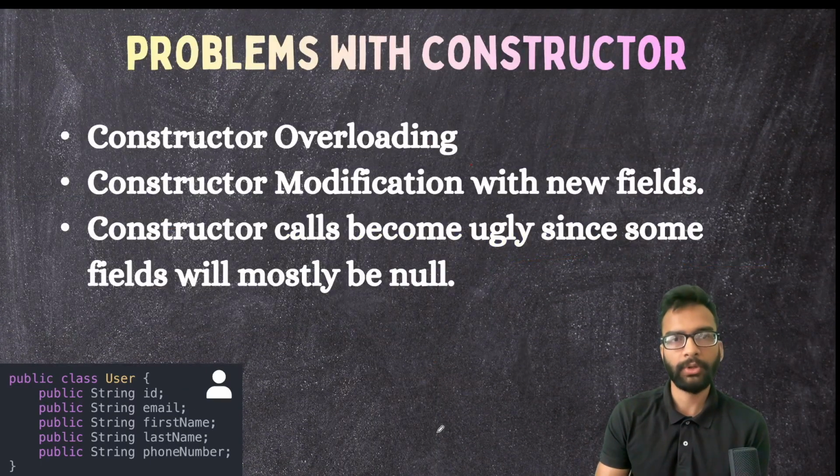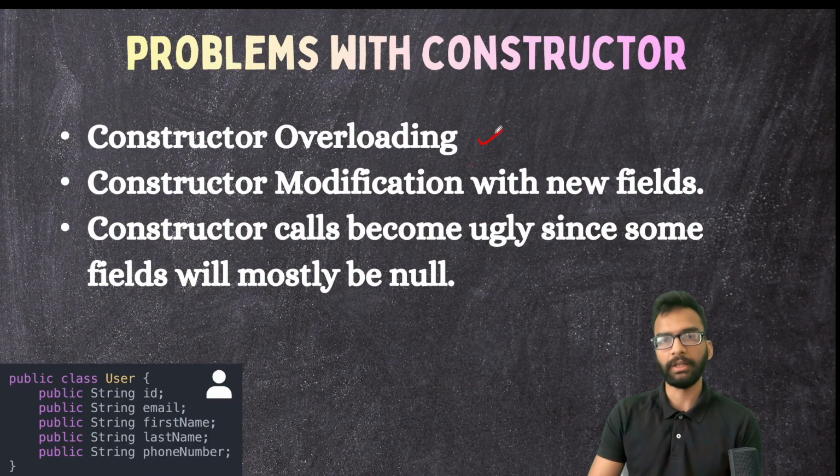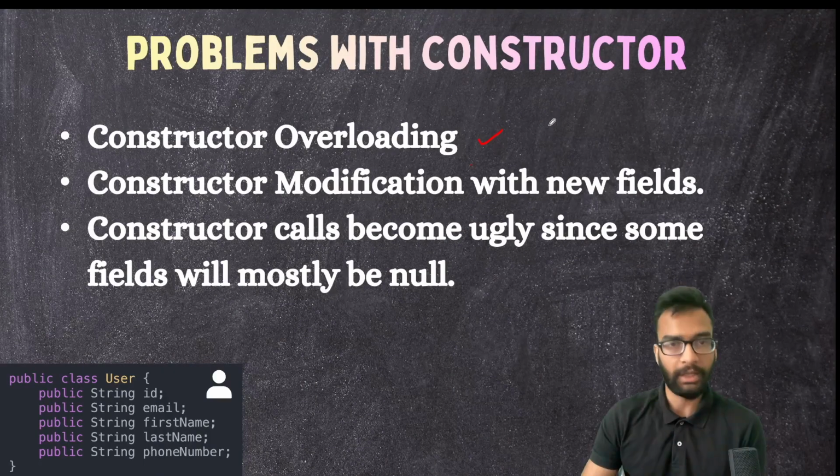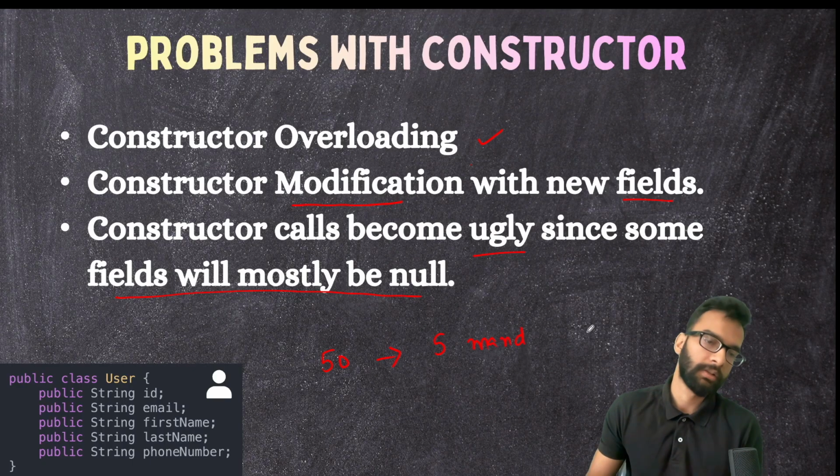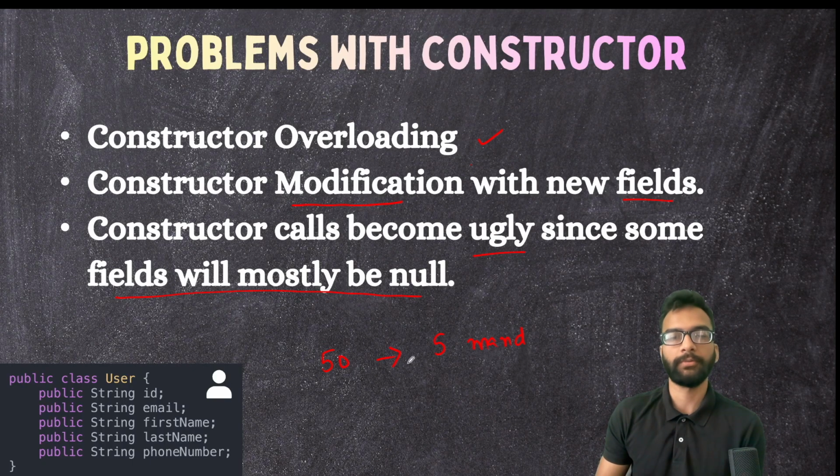So what are the problems of using constructor? First is constructor overloading. Whenever you create a new field, either you will have to create a new modified constructor, or you will have to use the all R constructor and pass null. So other thing is like constructor modification is required with the new fields, and also the constructor calls becomes ugly since many fields will be null. So in this example we have taken 5 fields. Let's say there are 50 fields and only 5 fields are mandatory and rest are null. So it will be difficult to create an object for that.